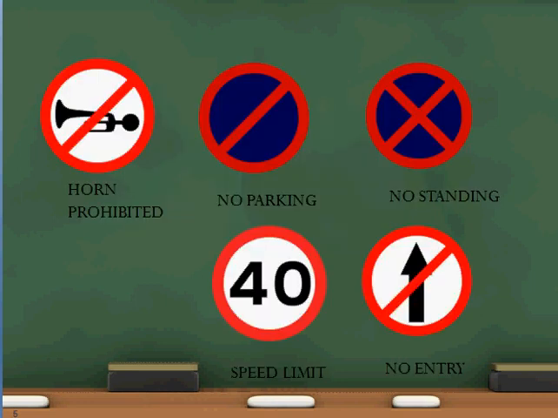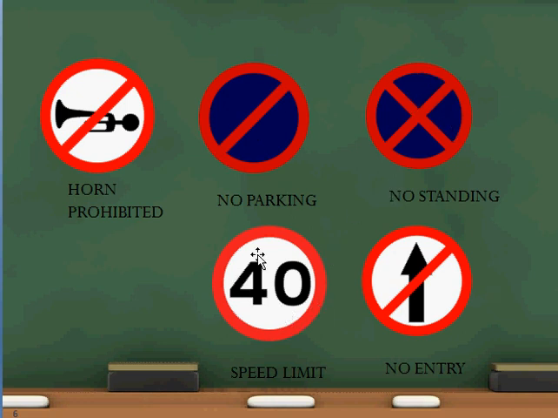Next is the prohibitory sign. It is used to prohibit certain traffic movements, to prohibit use of horns, entry of certain classes of vehicles, etc. The prohibitory signs are circular in shape, white in color with a red border. So these are the prohibitory signs: horn prohibited, no parking, speed limit, no entry, etc. No parking can also be indicated by providing a blue color. Sometimes only a red cross will be given like this. So these are the different regulatory signs.